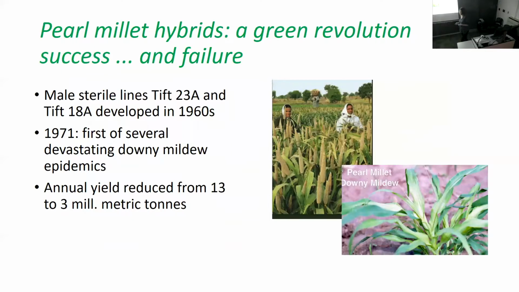And it was also a success of the Green Revolution. There were two male sterile lines produced in Tifton, Georgia in the US. And with those, they started to produce hybrids. And those hybrids were very successful and were widely accepted and were spread all over India when the first of several major Downy mildew epidemics occurred, causing a massive loss in yield from 13 to 3 million metric tons in a single year.